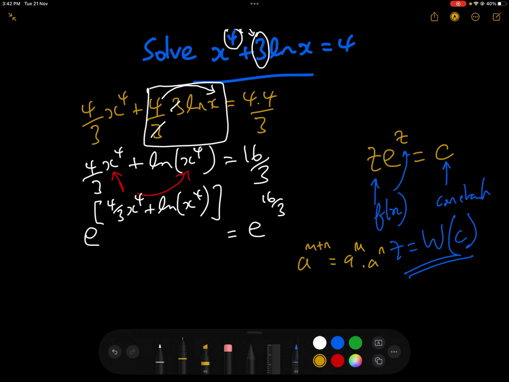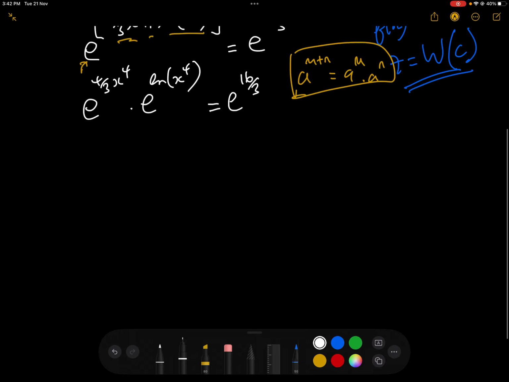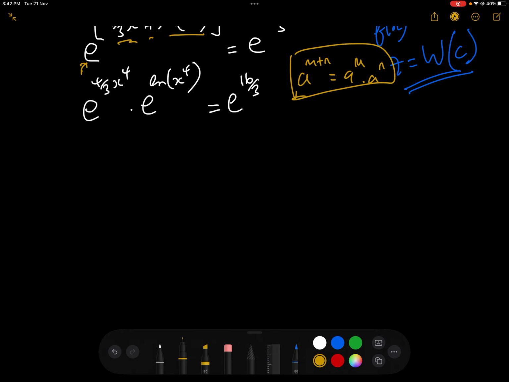Using the indice law, a to the m plus n is a to the m times a to the n. Here we have e to the something plus something, so we can split it exactly like we had done here, and we can get e to the 4 over 3 x to the 4 times e to the log x to the 4 equals e to the 16 over 3.